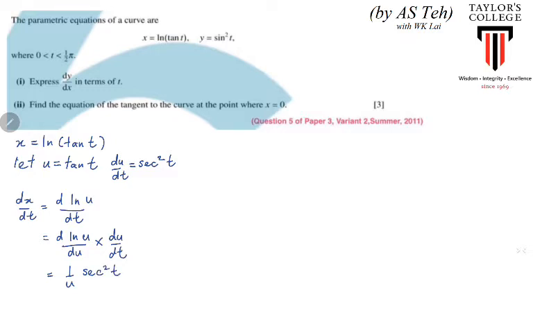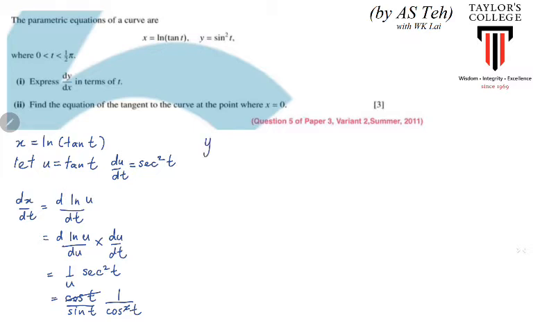So 1 over u, sorry, it's 1 over tangent t, so this would then be cos t over sine t, and then secant squared is 1 over cos squared t. So if I cancel this out, I'm left with sine t cos t as the denominator. Okay, now let's look at the y function.